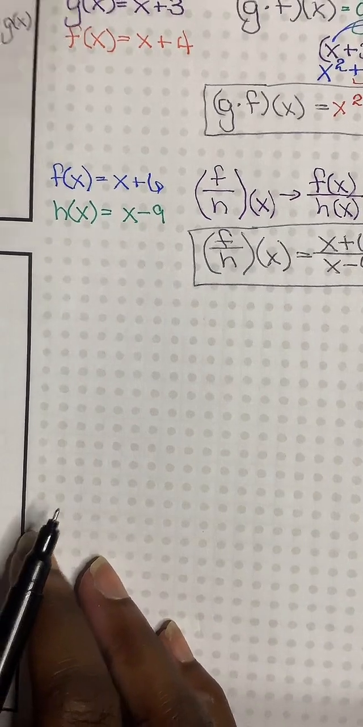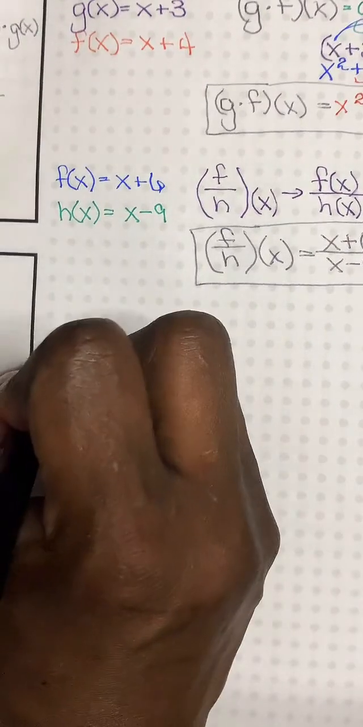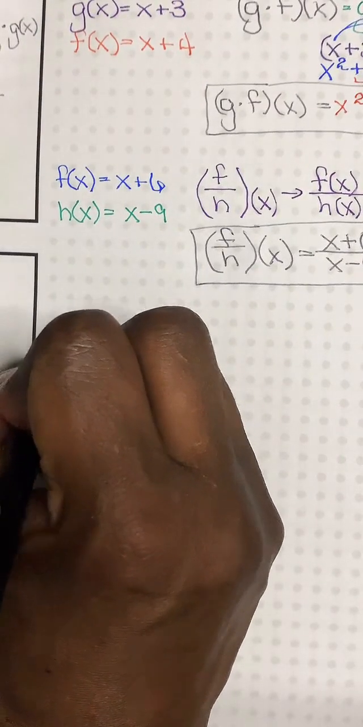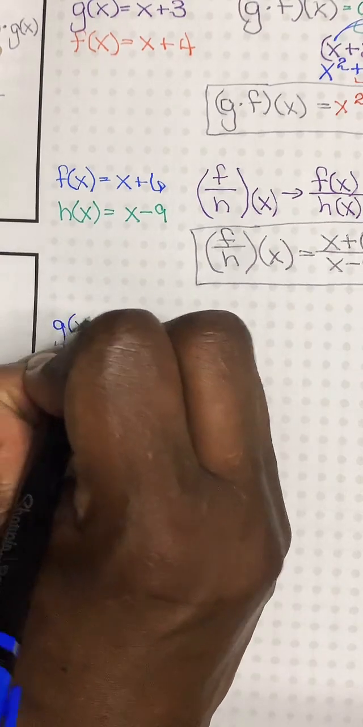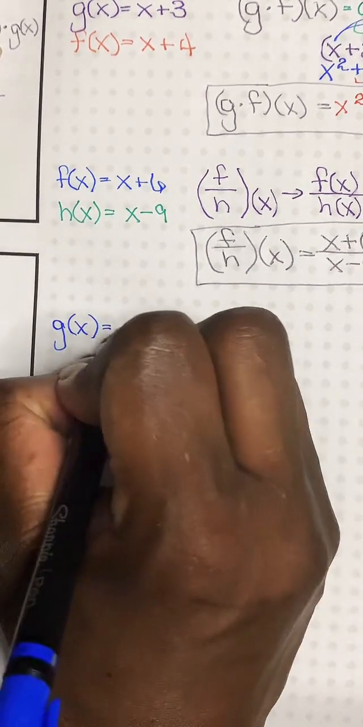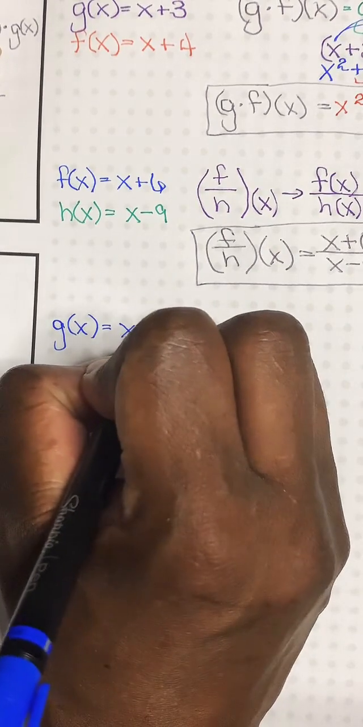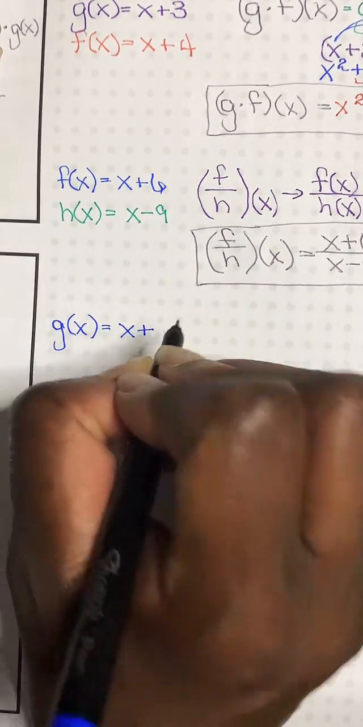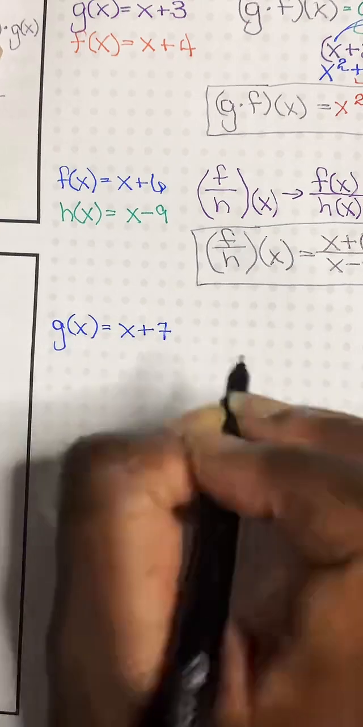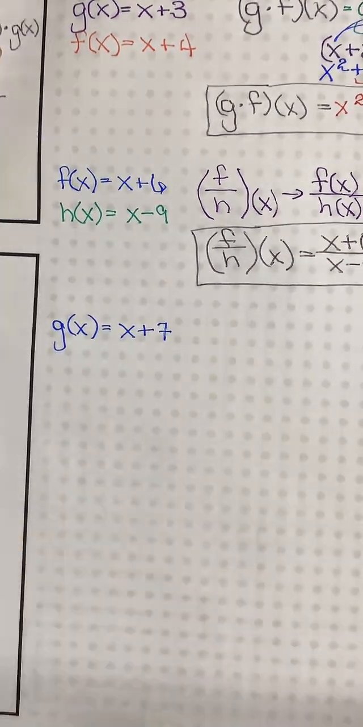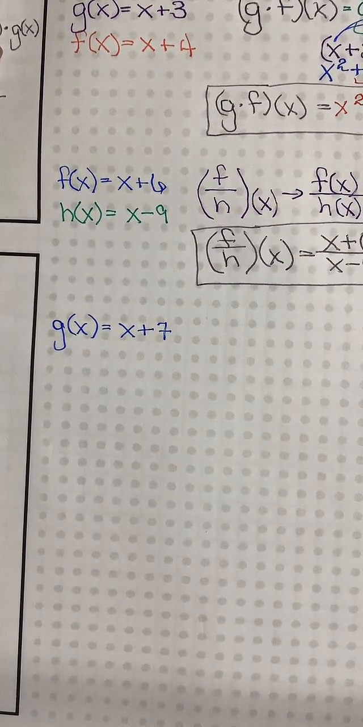All right, so let's try this. So we're having our g function. Say g of x is equal to, yeah, we can do that, x plus 7. And then we'll have our f of x.